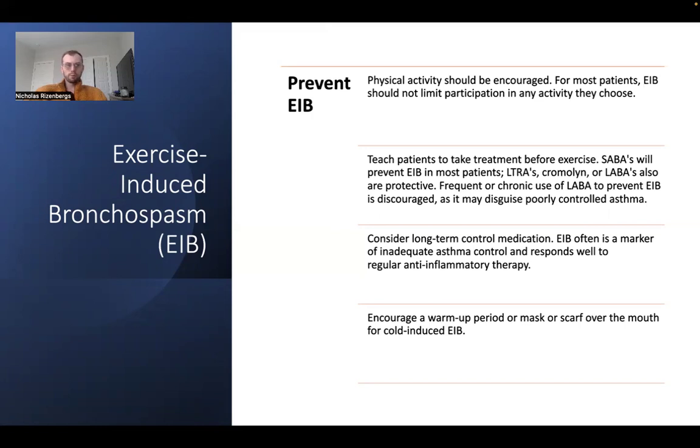Consider long-term controlled medication. Exercise-induced bronchospasm often is a marker of inadequate asthma control and responds well to regular anti-inflammatory therapy. And encourage a warm-up period or a mask or scarf over the mouth for cold-induced, exercise-induced bronchospasm.